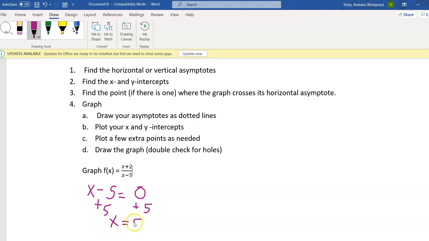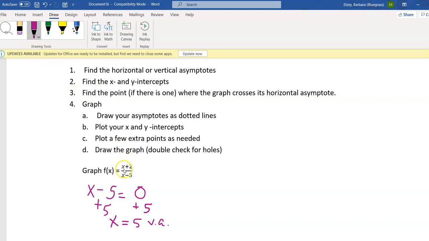Now, remember though, we have the second step of checking this in the numerator. So 5 plus 2, well, that's 7. It's not 0, so that's okay. That actually is a vertical asymptote. Now, I'm going to erase this up top just so we can concentrate on our horizontal asymptote.